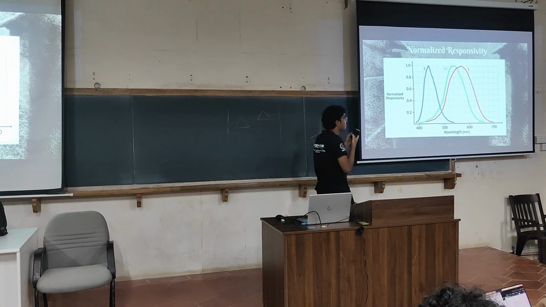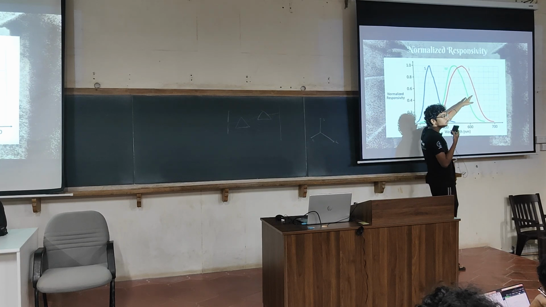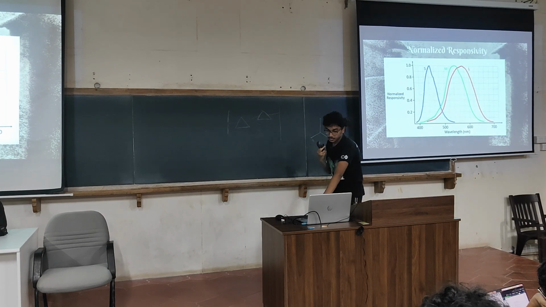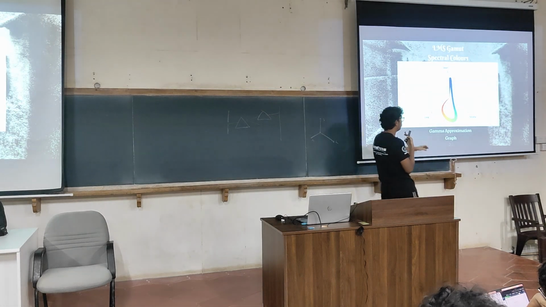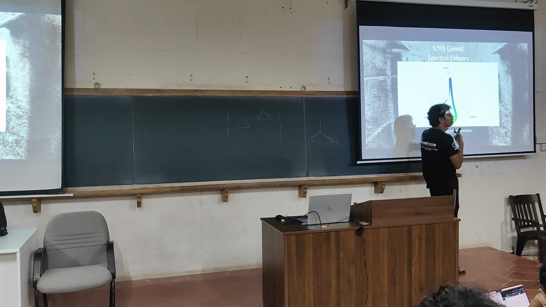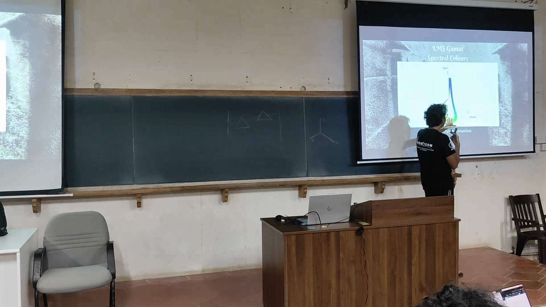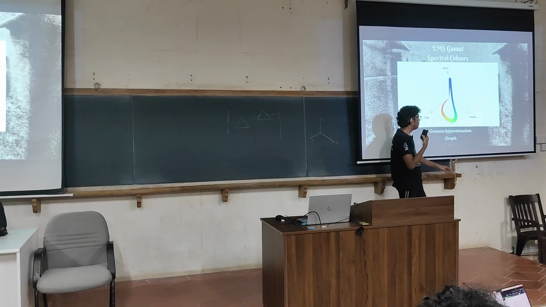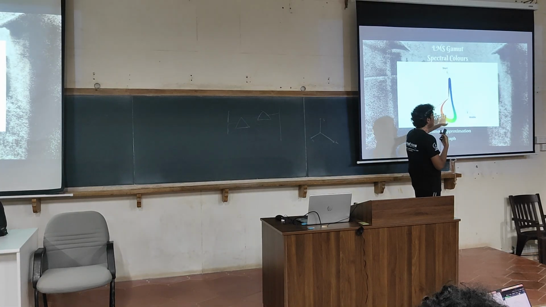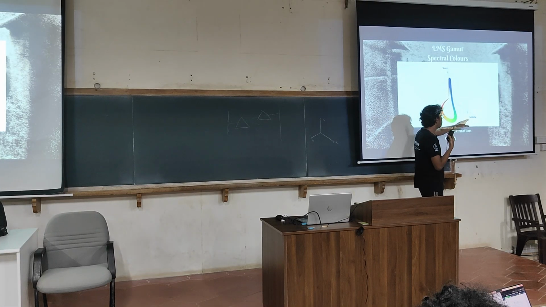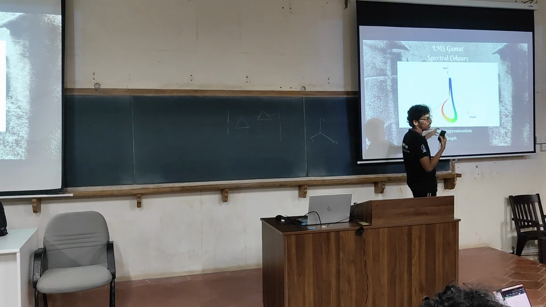If you see here, there is a lot of overlap between the M and L cones. Because of that, whenever the M cone is at maximum, the L cone is always excited, and whenever the L cone is at maximum, the M cone is always excited. So these types of excitations are not possible: pure M cone excitation, pure L cone excitation.